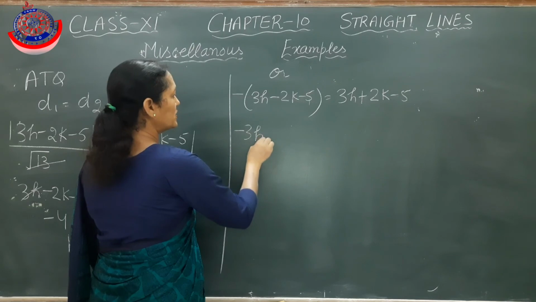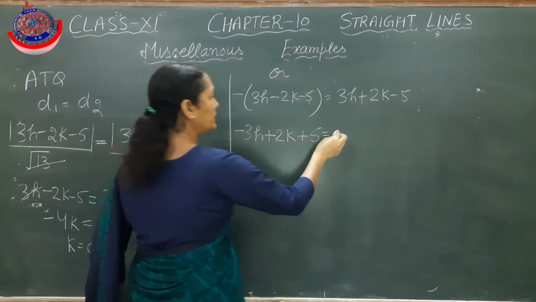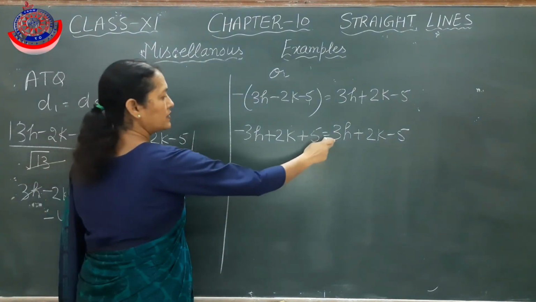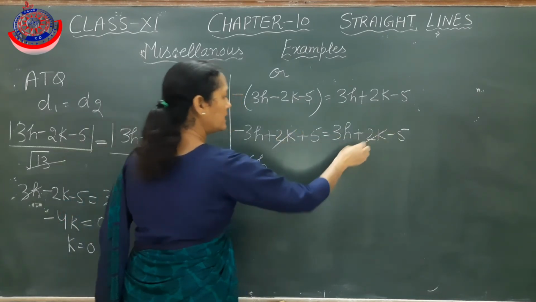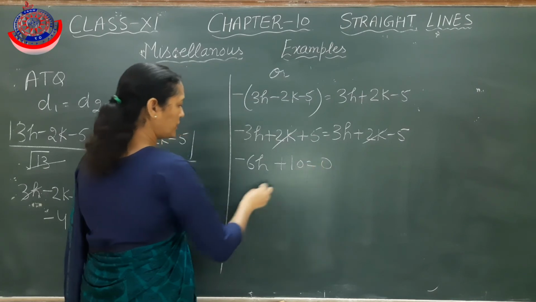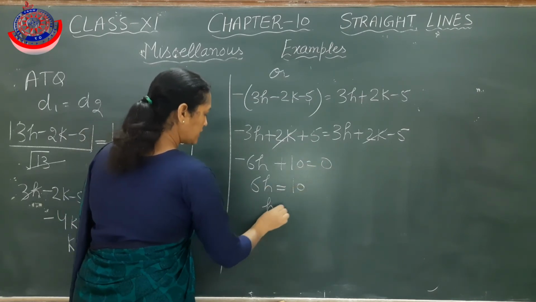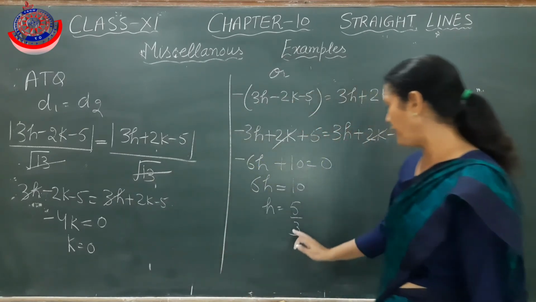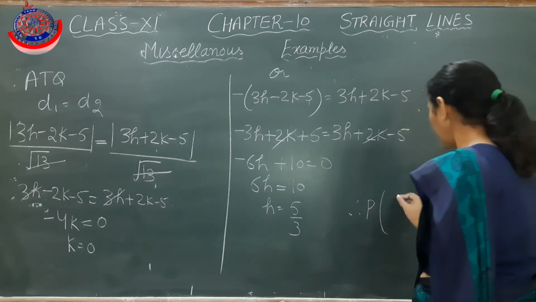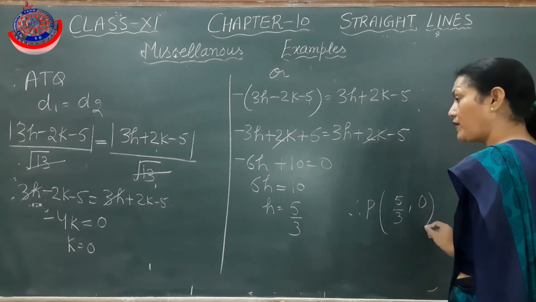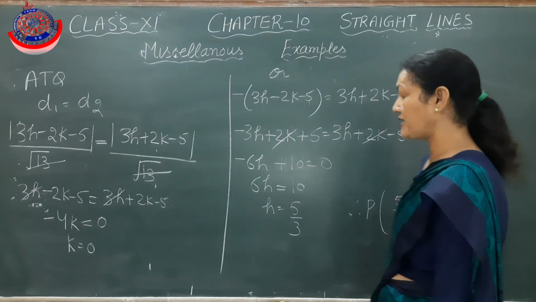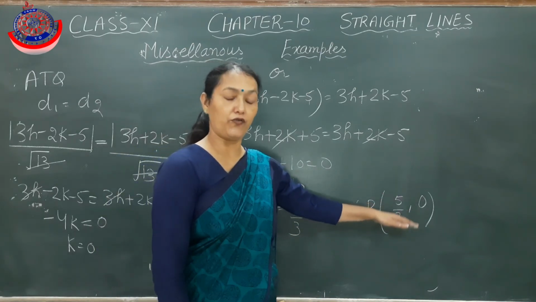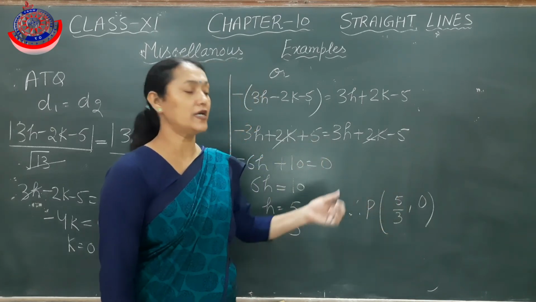Here, minus 3h plus 2k plus 5 is equal to 3h plus 2k minus 5. Now if we shift things, it will be minus 6h, 2k cancelled, 10, so 0. So 6h equals 10, h equals 5/3. So what we have obtained? We have obtained the values of h and k. h comes out to be 5/3 and k is coming out to be 0. Therefore the point is (5/3, 0). As you can see, if we draw a line using these points, it will be a straight line. So what we have shown is that the path of a point which is equidistant from two straight lines is also a straight line.